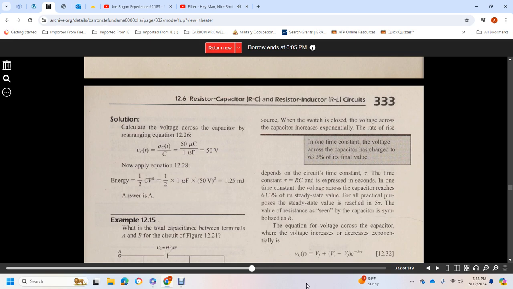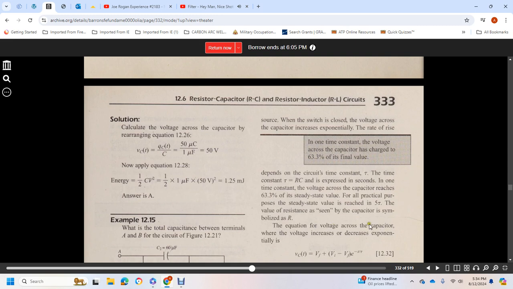The time constant, RC, the resistor times the capacitor, is expressed in seconds. After one time constant, the voltage across the capacitor reaches 63.2% of its steady-state value. For practical purposes, the steady-state value is reached at 5 times the time constant. The value of the resistance seen by the capacitor is symbolized by R.